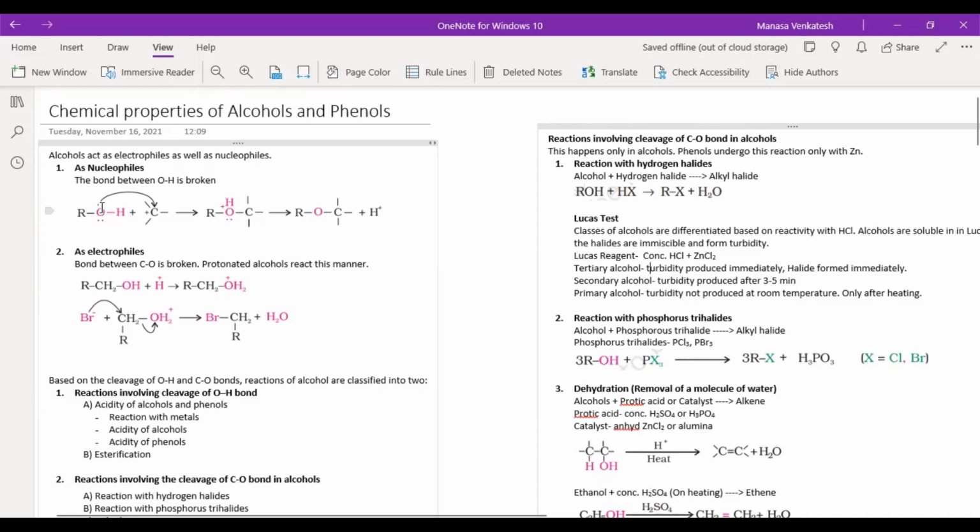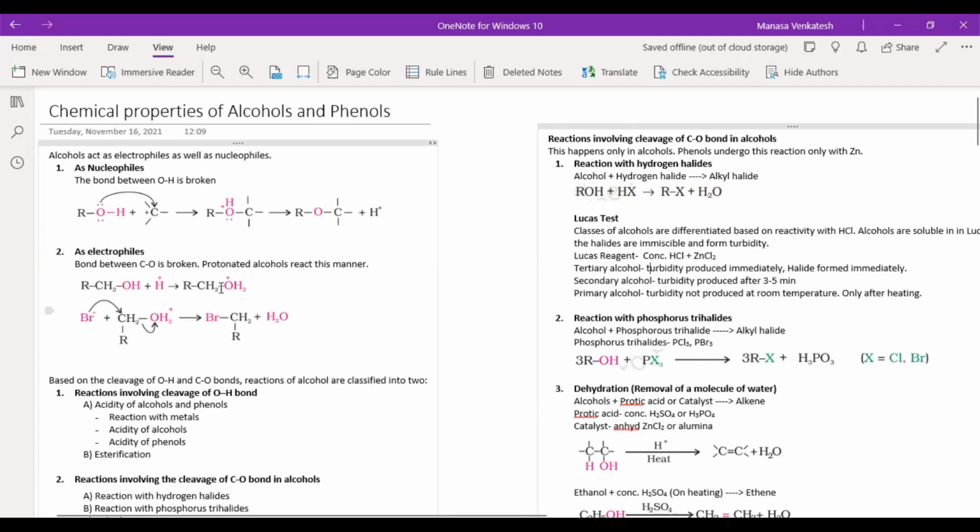So here, the lone pair of electrons on the oxygen atom will attack this carbon. And what happens is the oxygen atom gets a positive charge. And since it cannot have a positive charge, the hydrogen gets lost, and that's done as an H plus ion. Whereas when they act as electrophiles, here there is another H plus. So basically, the protonated alcohols will react in this manner.